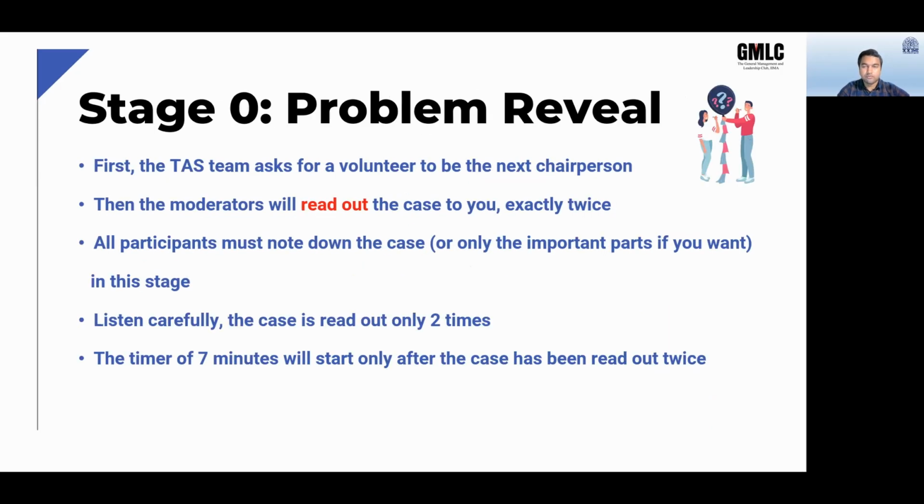Let's look at stage 0, which is the problem reveal stage. First, the task team will ask for a volunteer to be the next chairperson. After the chairperson has been selected, the moderators will read out the case to you exactly twice. All participants must note down the case or only the important parts if you want in this stage. It is important to listen carefully as the case is read out only 2 times and it is not given to you in writing. The timer of 7 minutes will start only after the case has been read out twice.